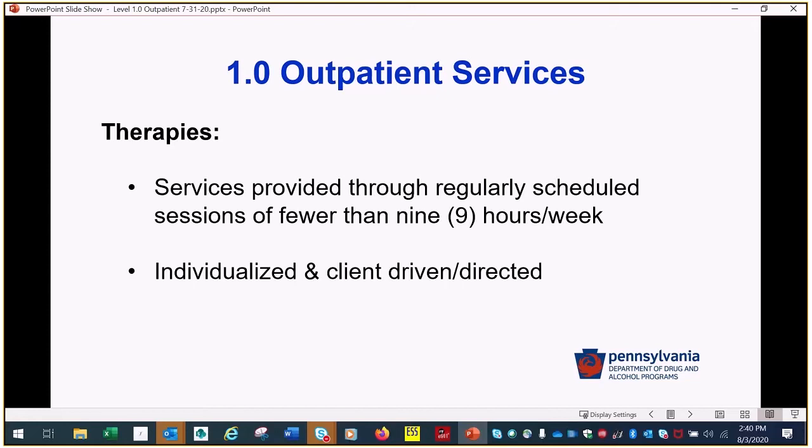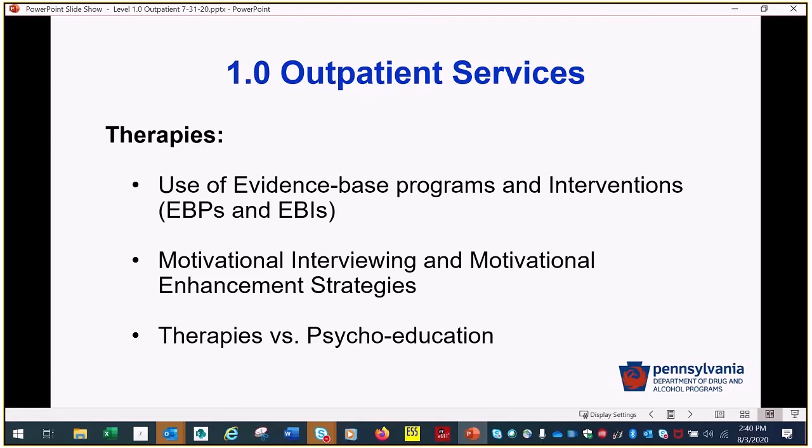The provider should utilize the ASAM criteria as a tool to assist with the decision-making and appropriateness for placement into outpatient services. The ASAM criteria allows for the flexibility to tailor the treatment needs of the individual and the ability to meet with the client as frequently as needed each week, as long as service hours provided are fewer than 9 hours per week.